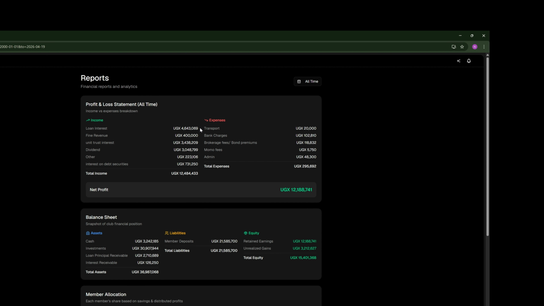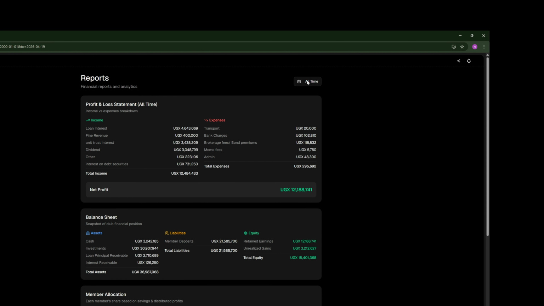On the expenses side, we have everything that the club has paid out, e.g., transport, brokerage fees, admin expenses, etc. The difference between the total income and the total expenses gives you the club's net income for the period, and that could be a profit or a loss depending on how the reporting period went.